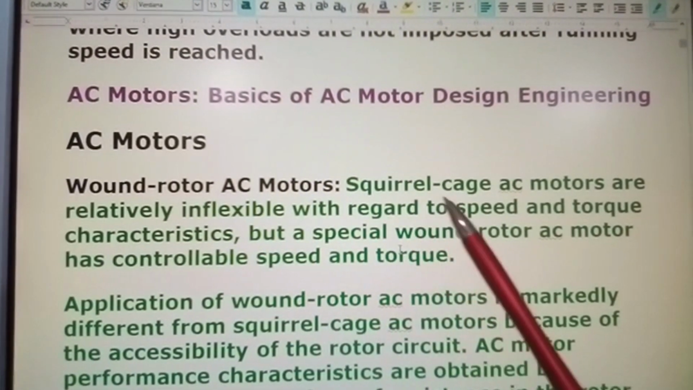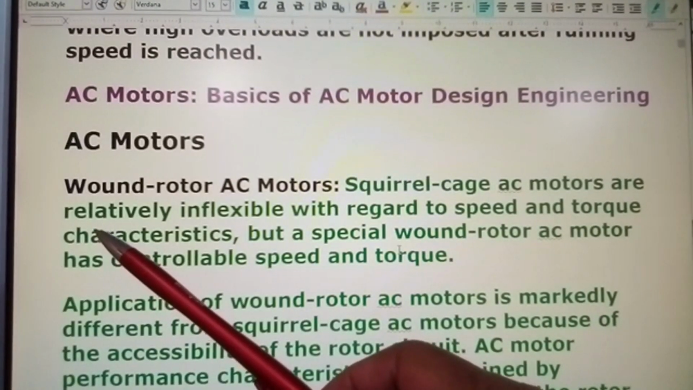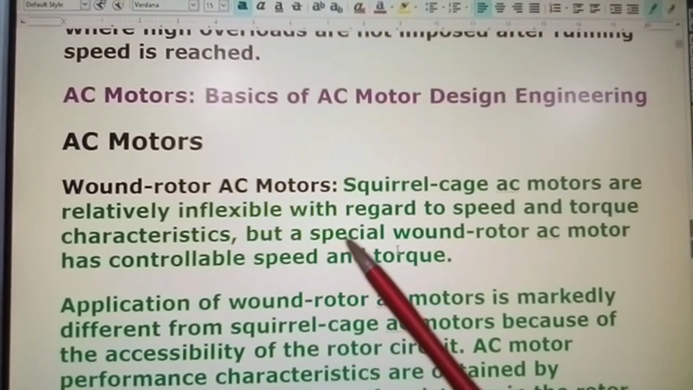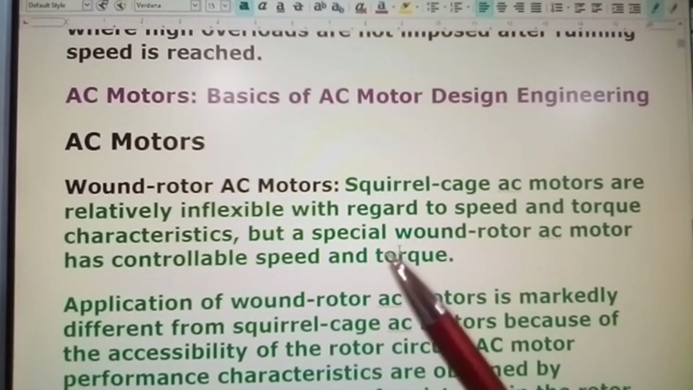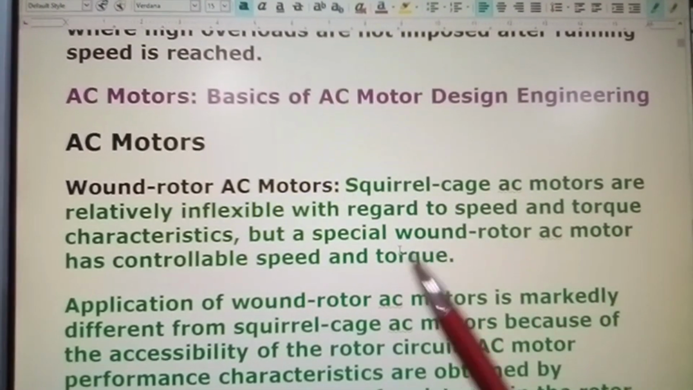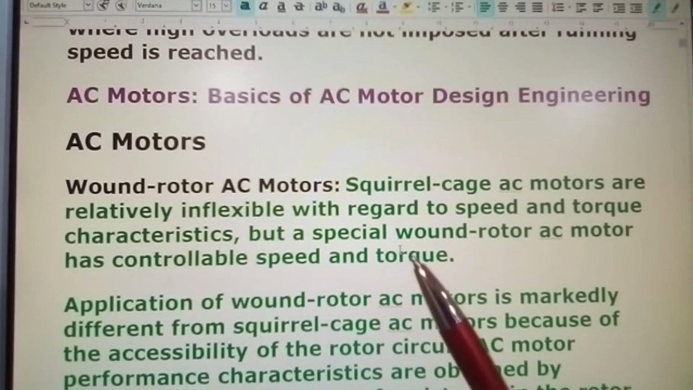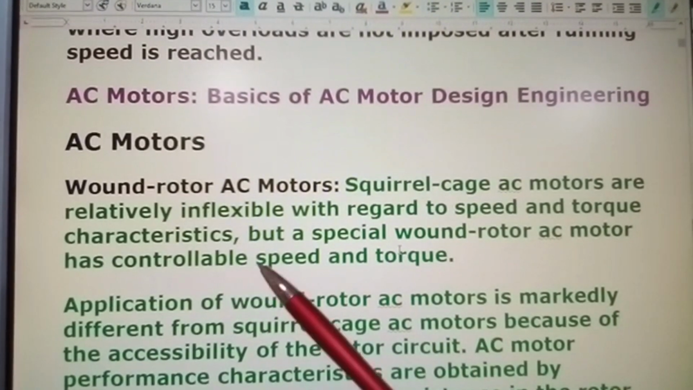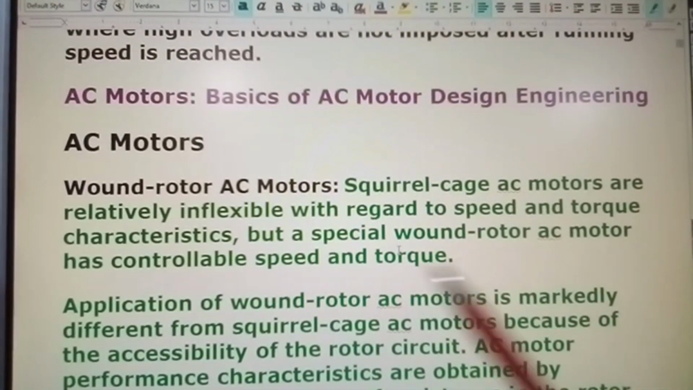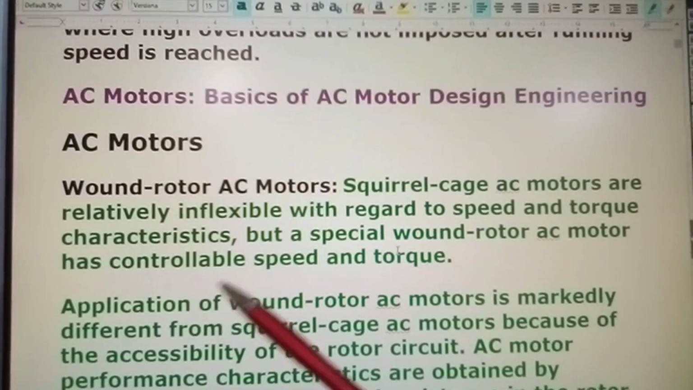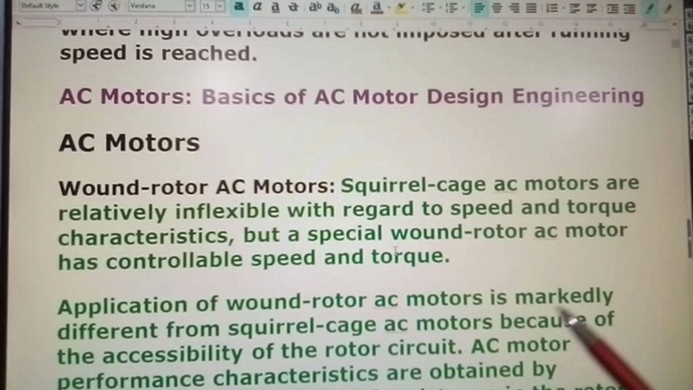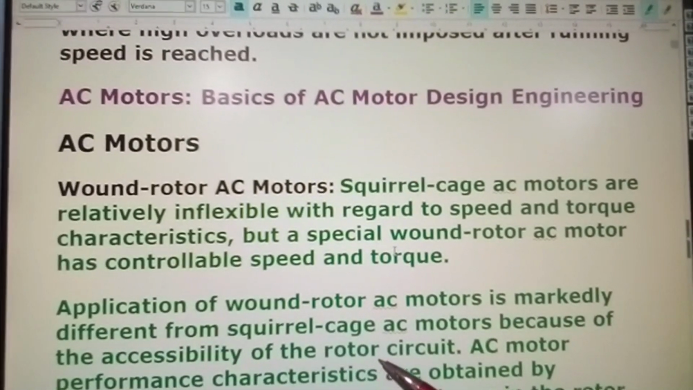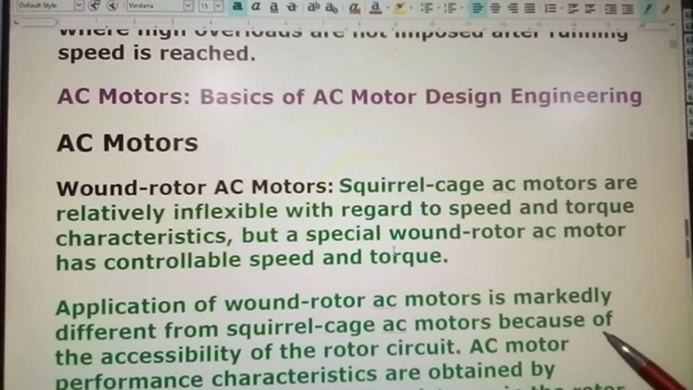Wound rotor AC motors, squirrel cage AC motors are relatively inflexible with regard to speed and torque. It means that once you switch on a squirrel cage motor, it will run at that set criteria. It has no flexibility in its characteristics. But a special wound rotor AC motor has controllable speed and torque. Application of wound rotor AC motors is markedly different from squirrel cage AC motors because of the accessibility of the rotor circuit.